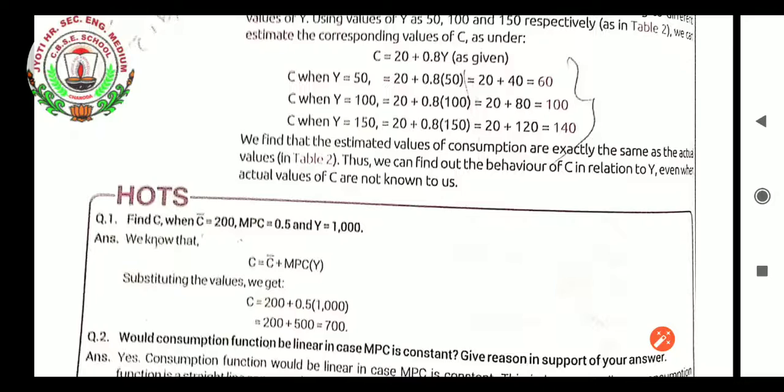We find that the estimated values of consumption are exactly the same as the actual values. Thus, we can find out the behavior of C in relation to Y, even when actual values of C are not known to us. Let us have some calculation from the book itself.